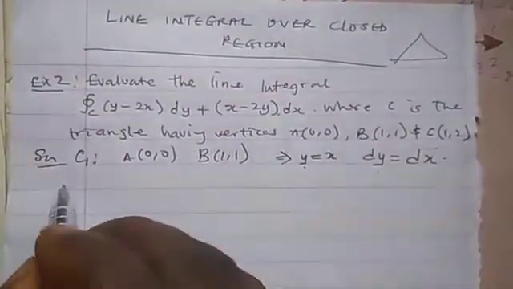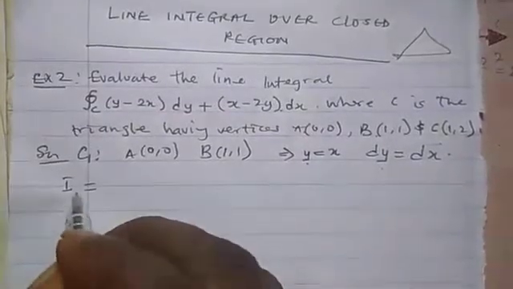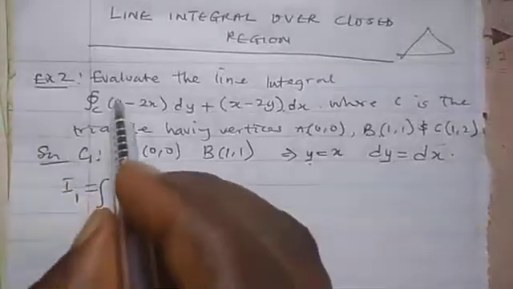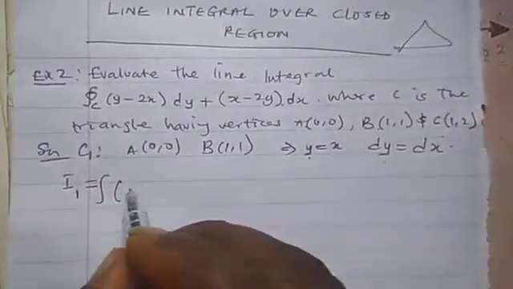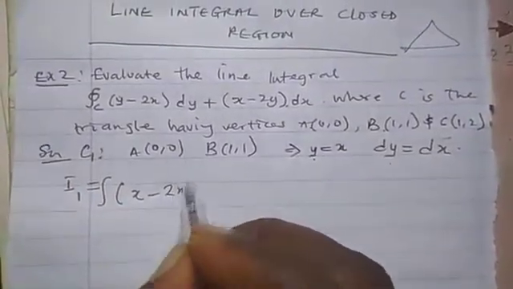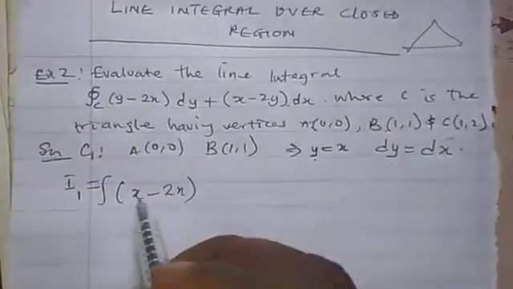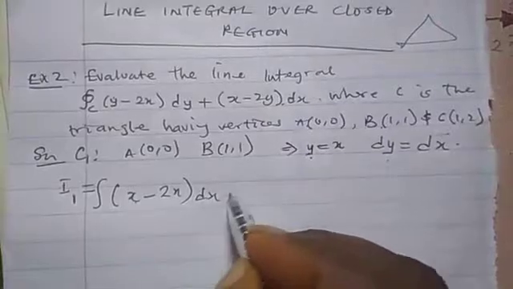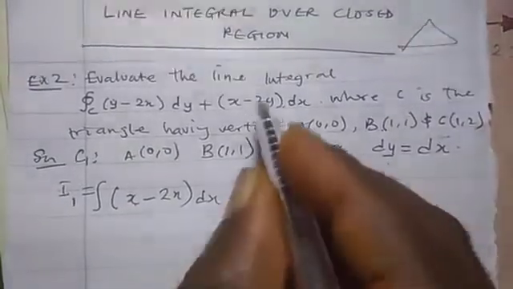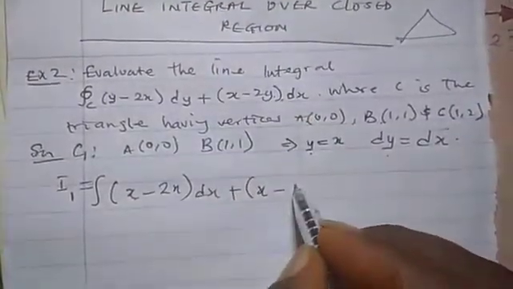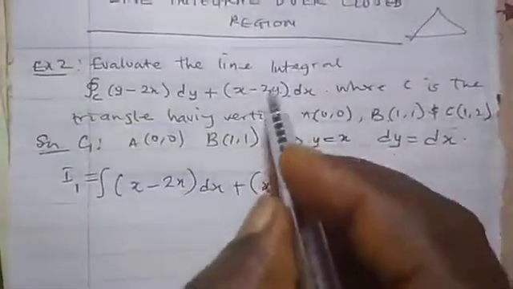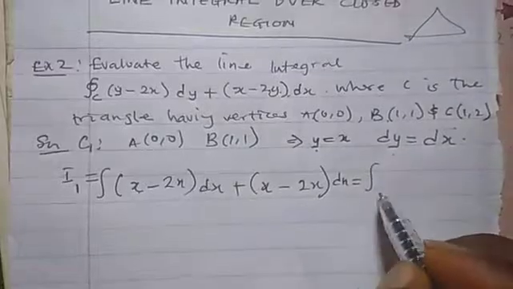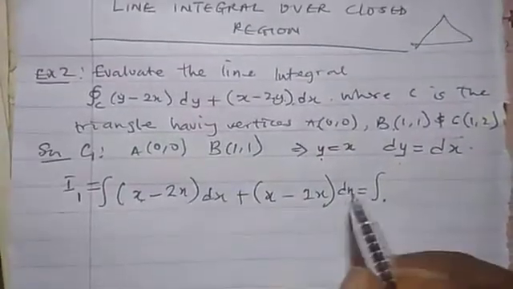Now, I will come to this place, which is our C1. We have said here that y is equal to x. This is y. Our y is x now. Our dy is dx, plus x minus 2y. Our 2y is, our x is just y, so it's just 2x. Then dx. So everything is in terms of x.